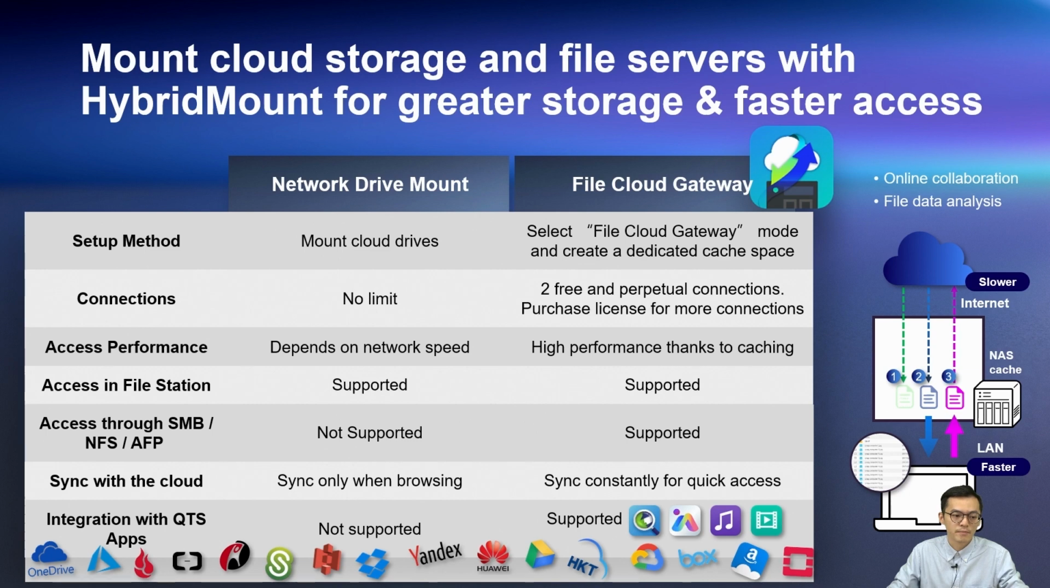And file-based cloud storage gateway mode uses SMB, FTP, and WebDAV to access cloud-based files as if they were stored locally and enables low latency access to frequently used data with local caching, which is ideal for file server or online collaboration and file level data analysis.